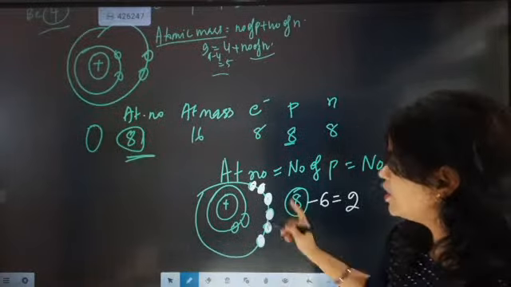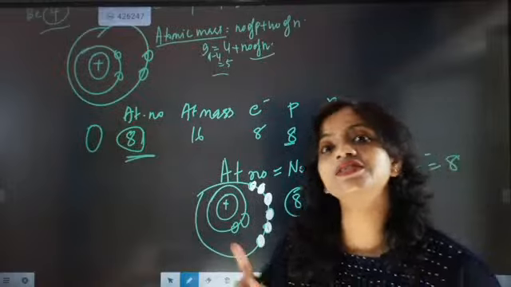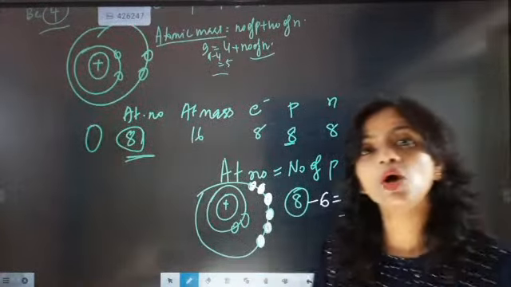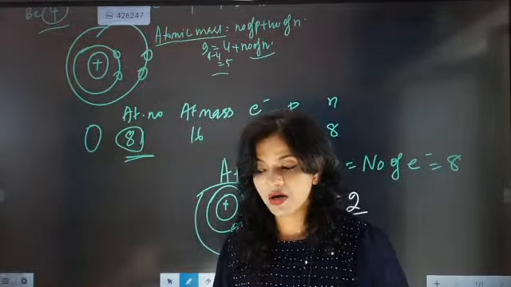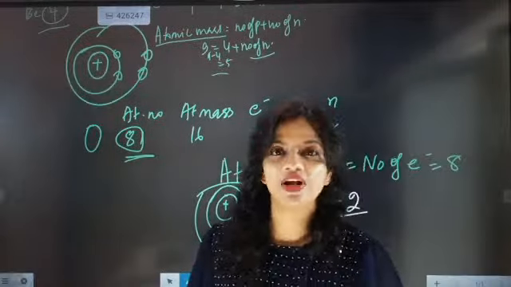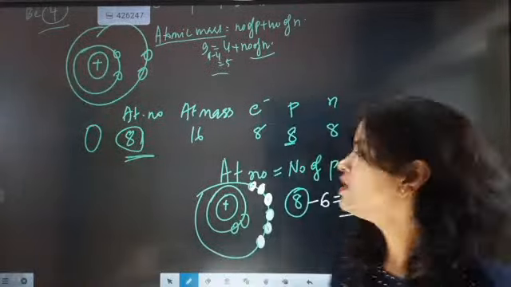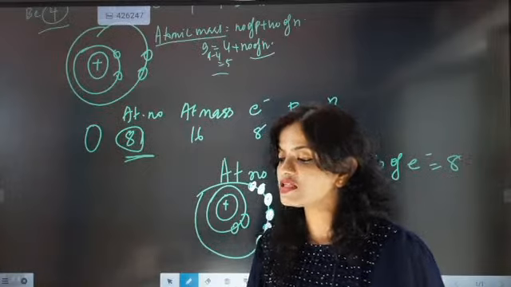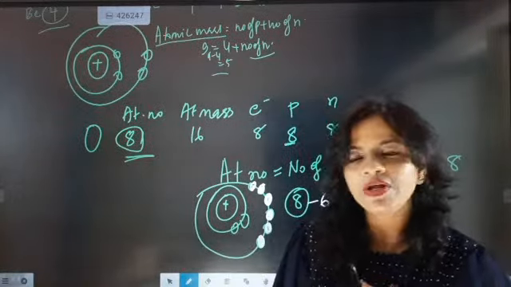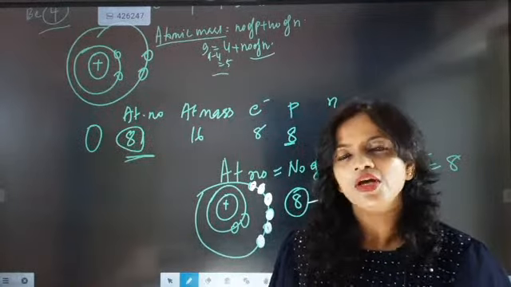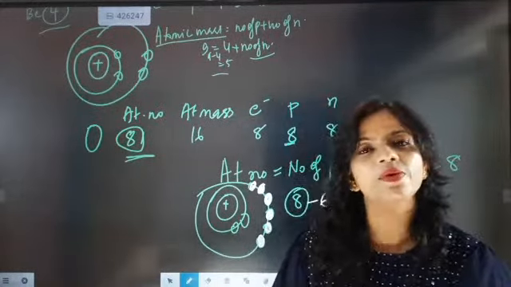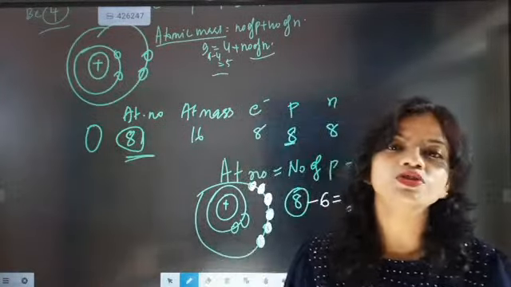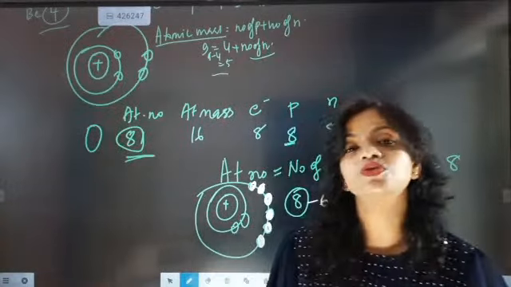See, the total capacity of the outermost orbit is 8, but it has 6. So the valency will become 2, because now it needs 2 electrons. So valency is exactly the combining capacity of an atom. Why do we combine with someone else? Because we feel we cannot live alone, so we combine to become stable. Atoms are individually unstable, so they always combine with another atom, or by themselves, so that they become stable.